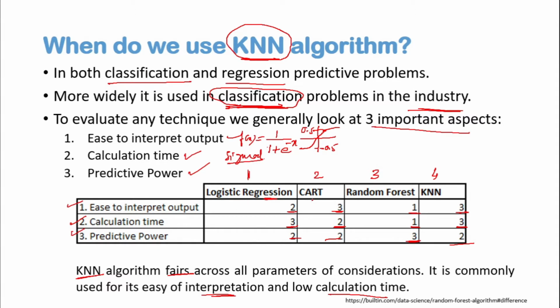Then the CART algorithm. It uses decision trees, and we already know what a decision tree is. We use decision trees for classification as well as regression, but mainly for classification problems. CART is one of the algorithms which use decision trees. And random forest can be built by ensembling decision trees, meaning a group of decision trees.